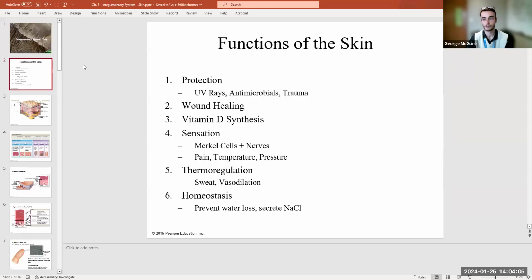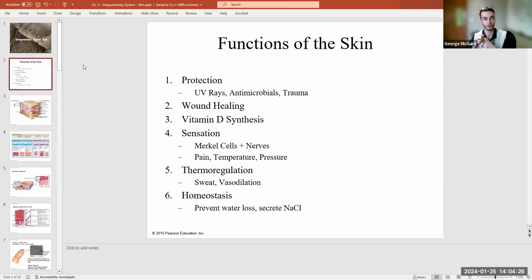So functions of the skin. Why are we looking at the integumentary system? What does it do for the body? Why should we care? Our skin provides protection for multiple things. It's protecting us from the UV radiation that comes from the sun, and even can utilize our UV rays to help us with things like vitamin D production.